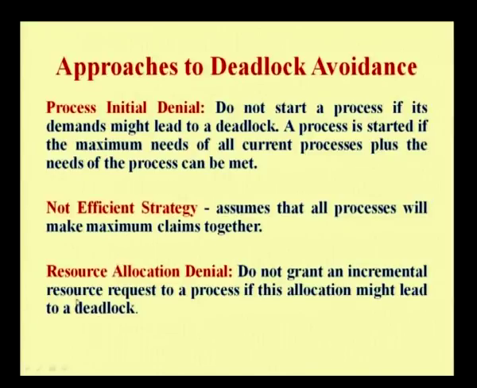The third point is resource allocation denial. Do not grant an incremental resource request to a process if this allocation might lead to a deadlock. I gave you an example of having 10 rupees in your pocket wherein your two sons are asking for money, and if you give them 3 rupees each, you have spent 6 rupees. You have only 4 rupees in your pocket.